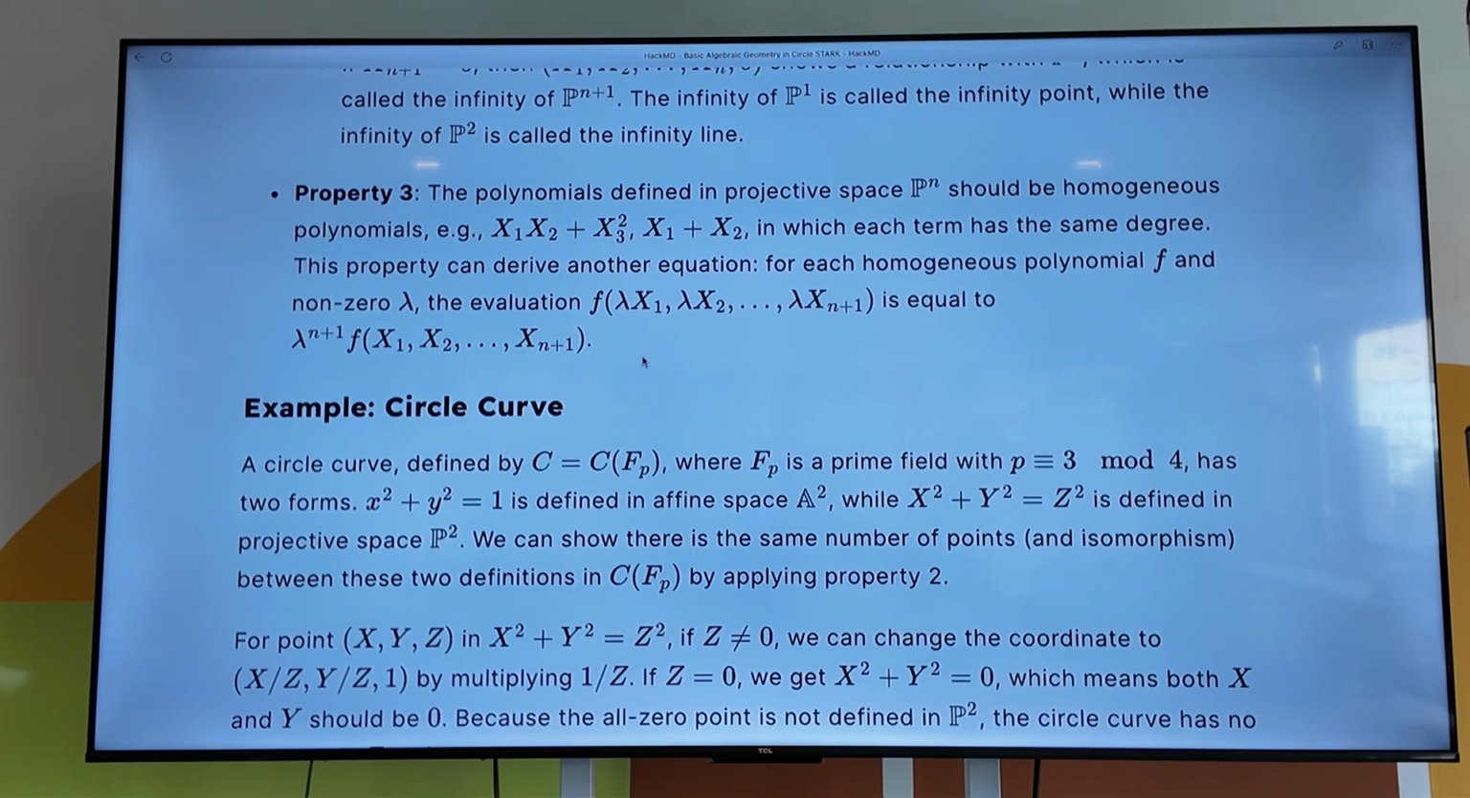And property 3: we have some polynomial defined in projective space. The polynomials should be homogeneous, meaning each term has the same degree, like x1 plus x1 multiplied by x2 plus x3 squared. As you know, x1 is degree 1, x2 is degree 1, and the term is degree 2. So each term should have the same degree.